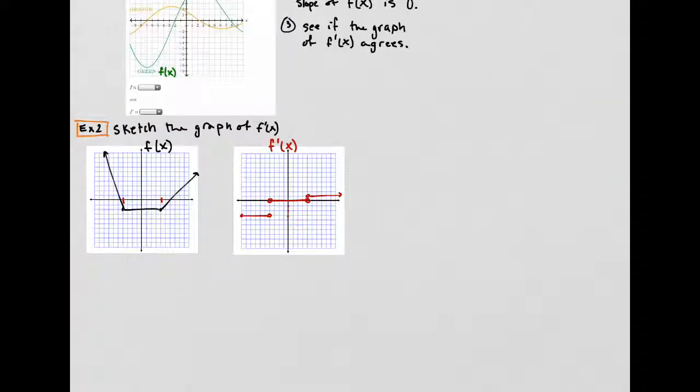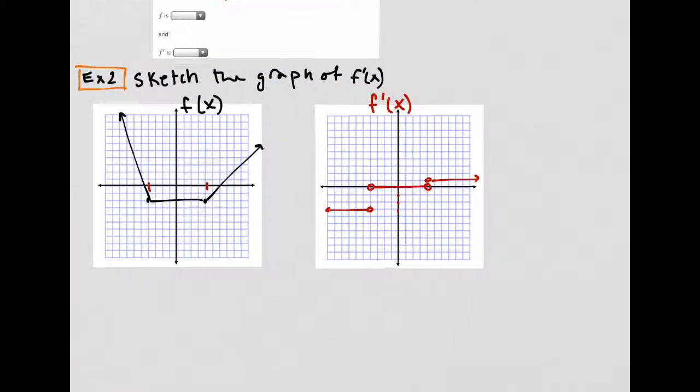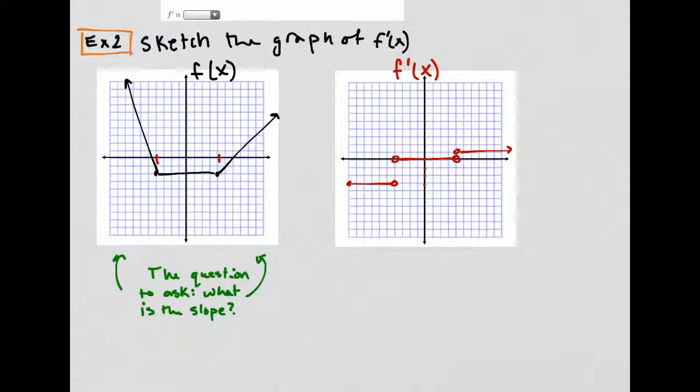Does that make sense? It is kind of weird to look at this. You gotta, in your head, get it straight. When you look at this, you think to yourself, what is the slope? So that's what you're asking over here. And then on the other side, you're plotting that slope, that y value. That slope is the y value.